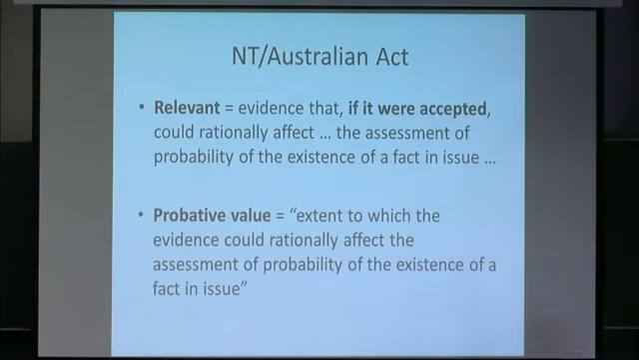And notice that we're now talking about affecting the assessment of probability, not the probability of a fact. So Bayesians would approve of that. And probative value is also defined as the extent to which evidence could rationally affect the assessment of probability of the existence of a fact in issue. So there's a key difference in the two definitions, which is that phrase I've highlighted, clause, if it were accepted.